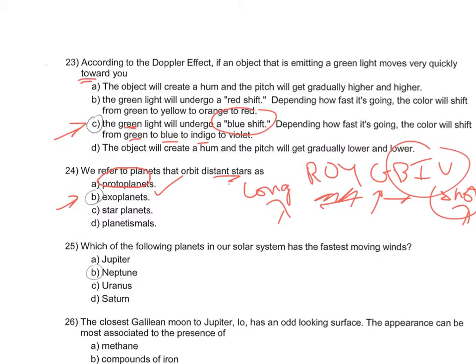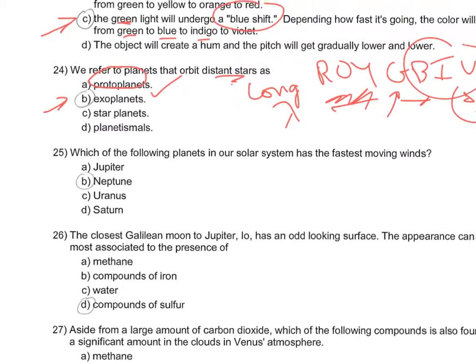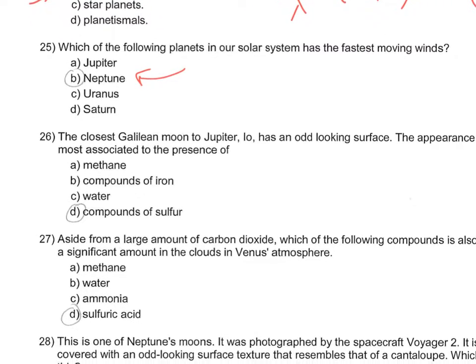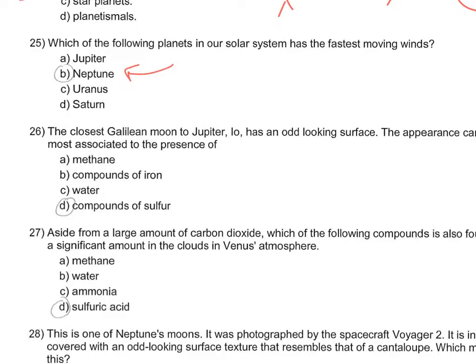Question 25, which of the following planets in our solar system has the fastest moving winds? And the answer is, and actually it's kind of weird that it is so, but the most distant planet, Neptune, has the fastest moving winds. Question 26, the closest Galilean moon to Io has an odd looking surface. It's kind of yellowish due to the presence of sulfur containing compounds.